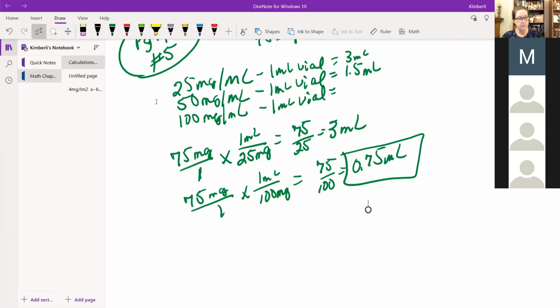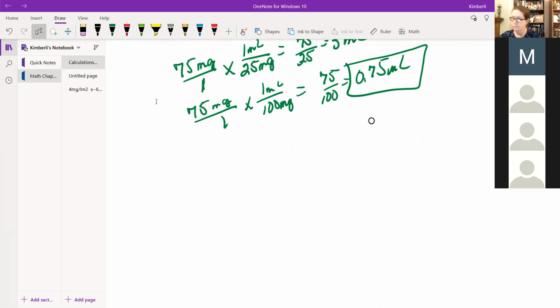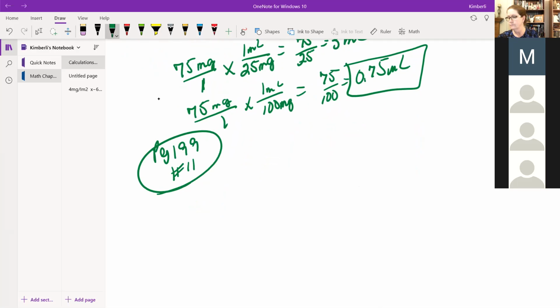Can we go over number 11 on page 199? Yes. Prescribed lincomycin 0.45 grams intramuscular stat. Stat means what? Immediately. Fast. Yeah, super fast, immediately.